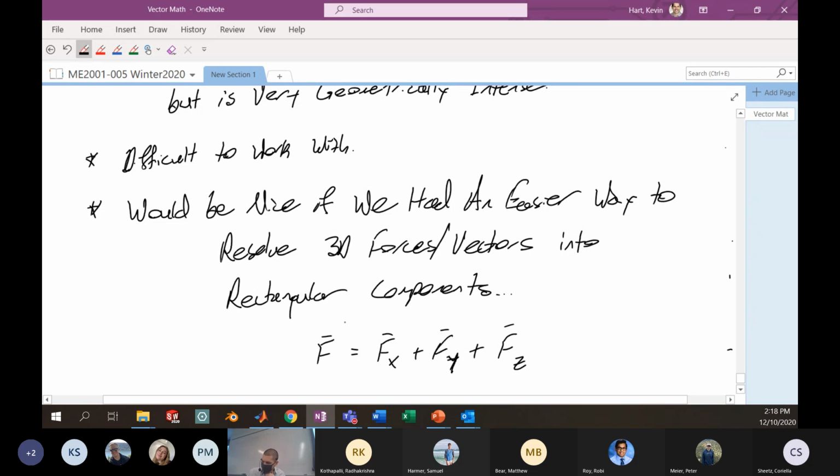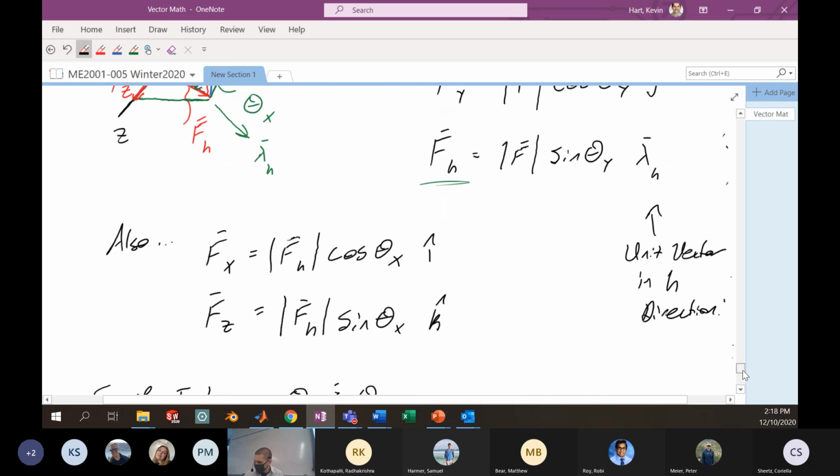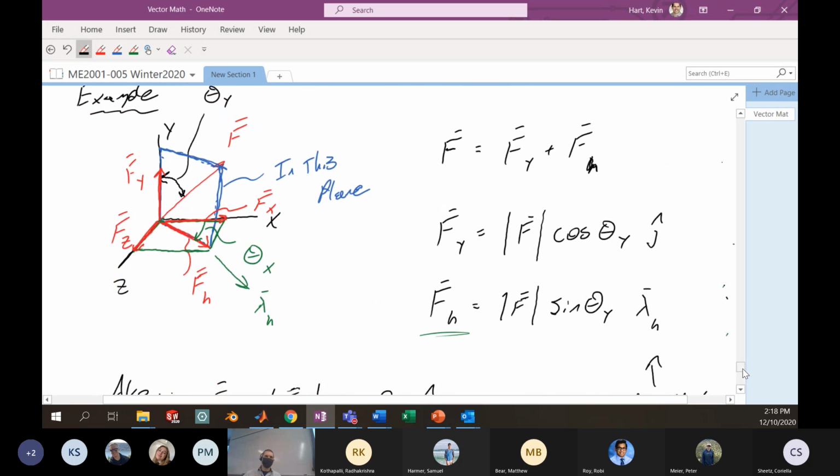So it would be nice if we had an easy way to look at any particular vector or force in space, F, and quickly write it in terms of its components in x, components in y, and components in z. If I had to go through this exercise every single time and think, all right, what angles do I have for this geometry? Can I project it to this plane? What angle am I projecting through? And then what angle am I resolving my projection through? It's kind of like a nightmare, right?